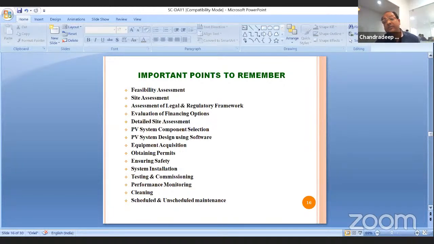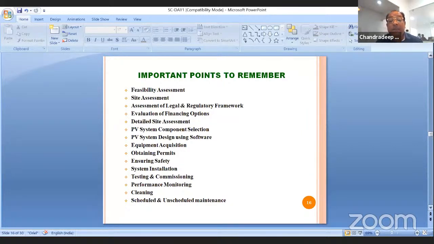By doing the site assessment. Suppose I am thinking, oh, I have a very big roof, I can install a 6 kilowatt peak solar power project on our roof. But suddenly there is a possibility of a larger home coming up beside my home, which will block the sun rays from falling on my roof. Then what will happen? I will not get any generation. So you have to understand whether your site has that kind of possibility or not.